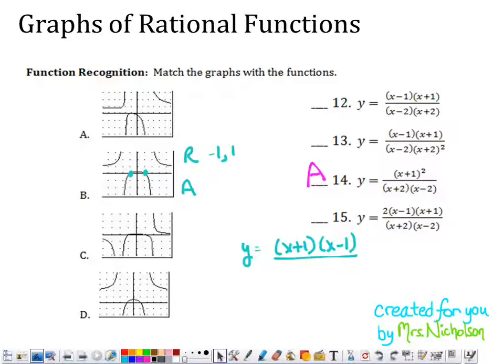All right, asymptotes for this graph happen at 2 and at -2. Asymptotes come from factors in the denominator. If I have an asymptote at -2, I should have a factor of x plus 2. And if I have an asymptote at 2, I should have a factor of x minus 2.